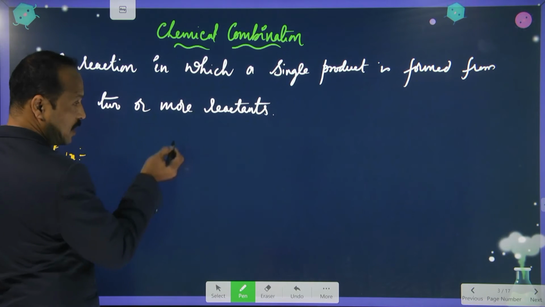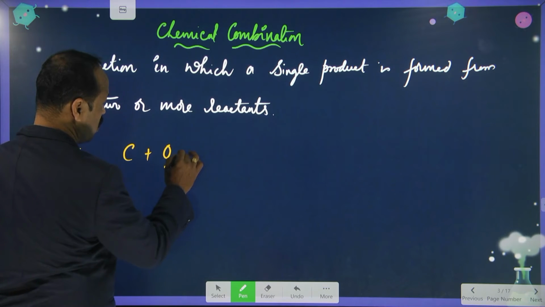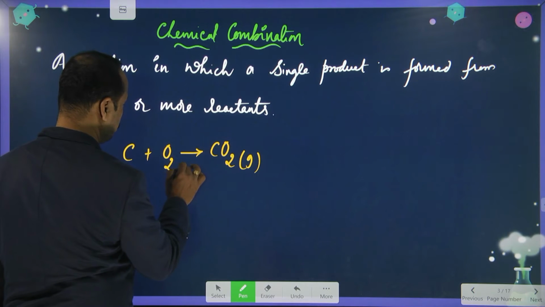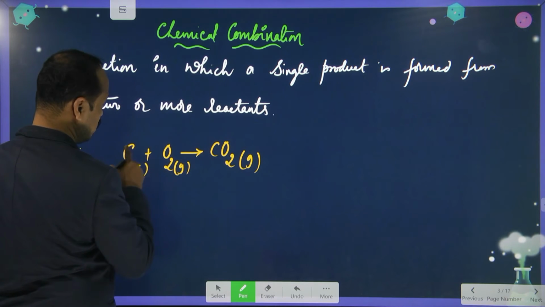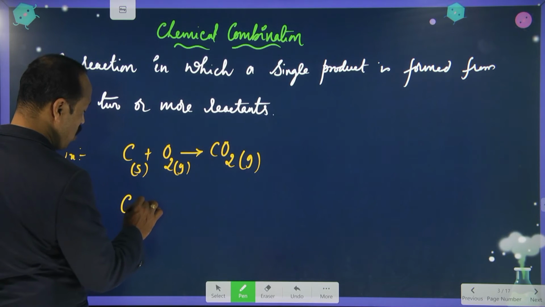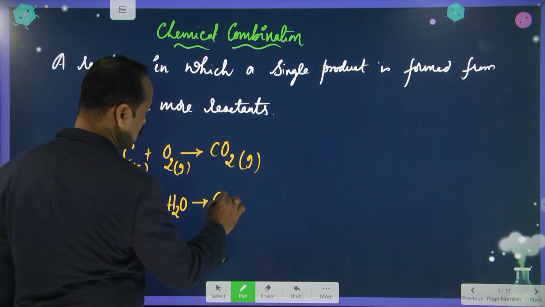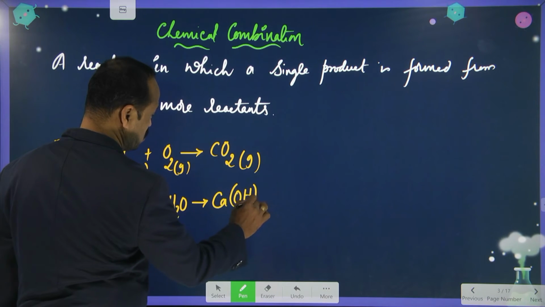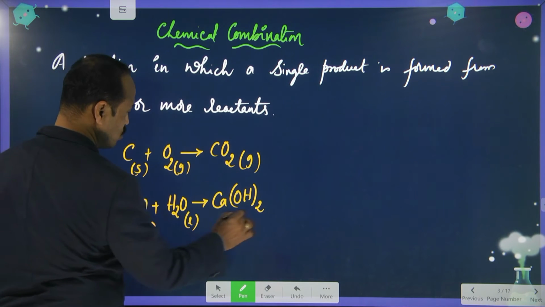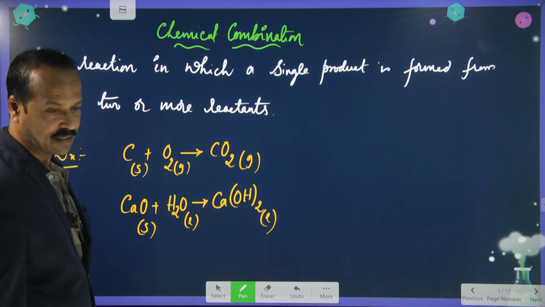Like, just now I gave the example of carbon burning in oxygen to form carbon dioxide. So carbon burns in oxygen to form carbon dioxide gas. This is an example. So reactants are 2, but product is 1. Similarly, calcium oxide CaO plus water H2O gives rise to calcium hydroxide. So here also you can see, 2 reactants are there and 1 product is there.